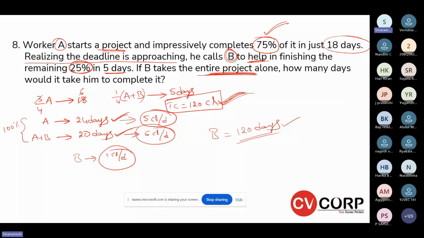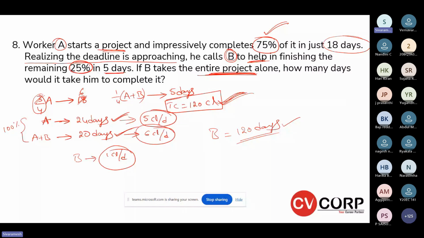So this 75% I have written here as 3 by 4. So he does 3 by 4th of the work in 18 days. I want to find in how many days he can do 100% of the work. Obviously the 3 and the 6 times will get cancelled, so the denominator 4 goes to the right-hand side. So it will be 24. Now I got to know that A can do 100% of the work in 24 days.